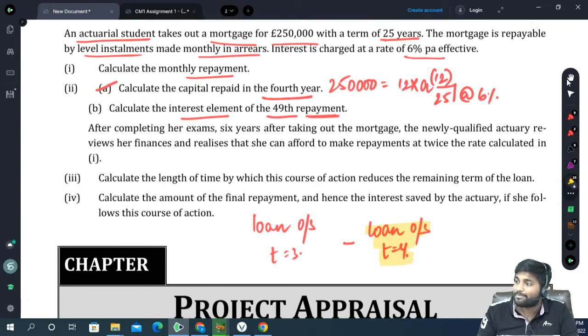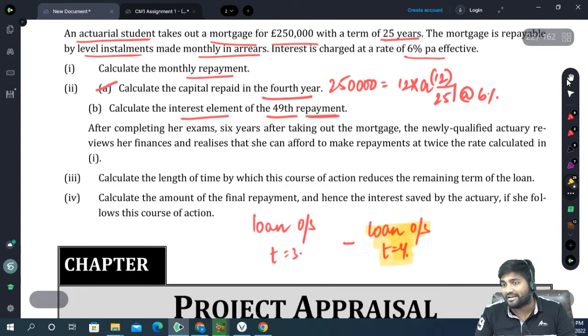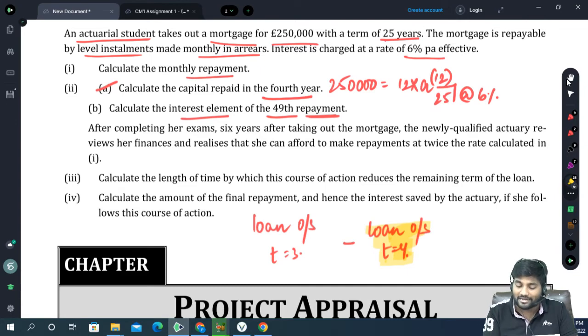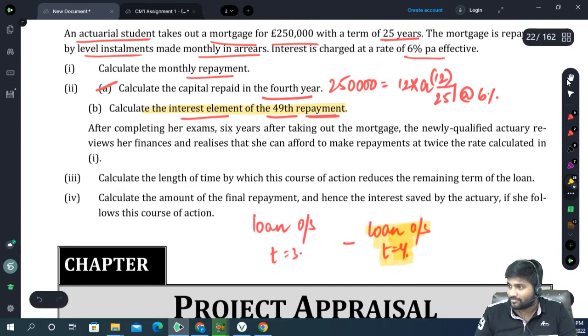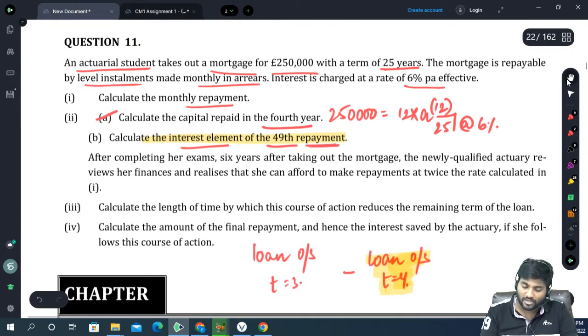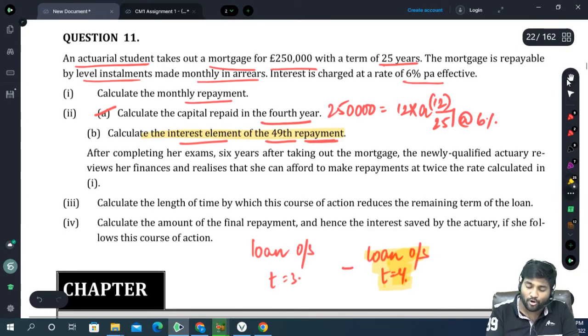So this is multiplied by the monthly effective interest rate, which is I 12 by 12, calculated when I is 6%. So the loan outstanding after 48 installments into I 12 by 12 is going to give me the interest element of the 49th repayment, and the EMI minus the interest element of the 49th repayment is the capital repaid. Achha, they have asked about the interest element only. Okay. First do till here. Do part 1 and 2, and then try on your own part 3 and 4.